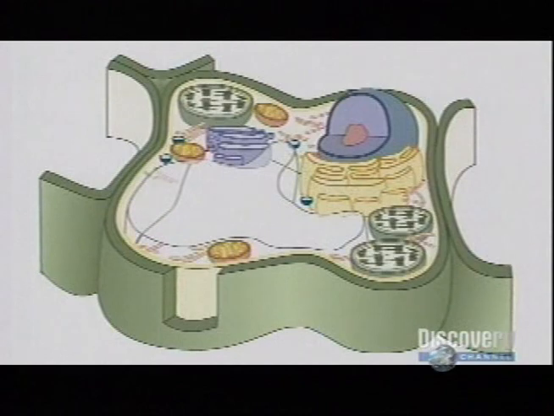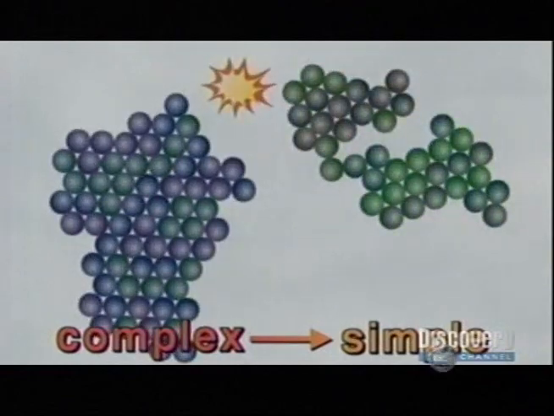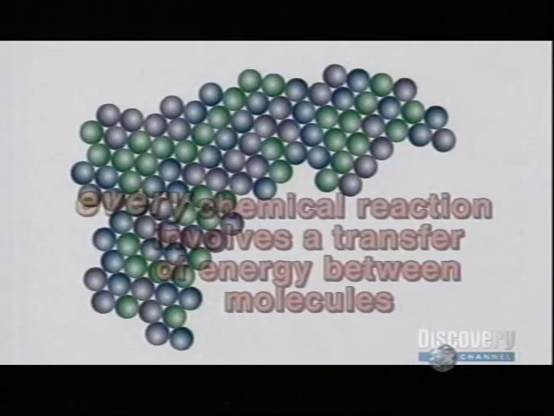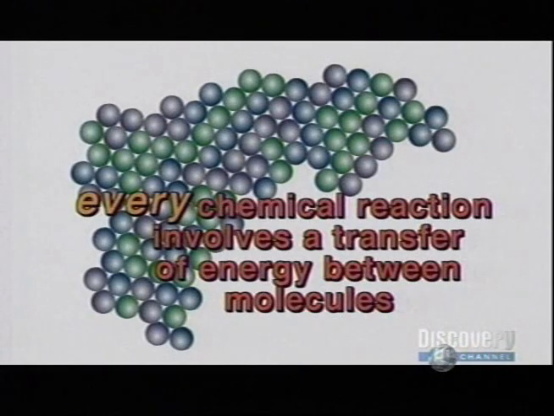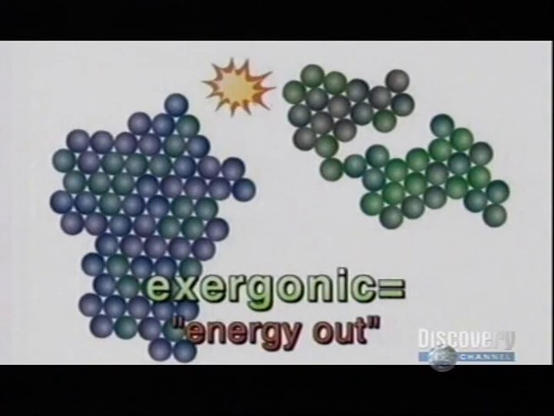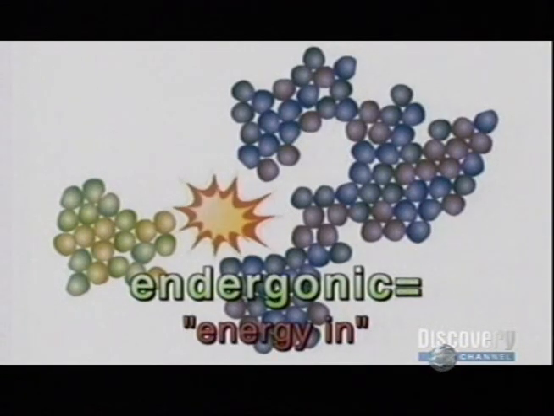Energy flows through the cells of organisms in millions of chemical reactions. During these reactions, complex molecules are broken down into simpler molecules, and simple ones are built up into more complex molecules. Every chemical reaction transfers energy between molecules. Exergonic reactions release energy by breaking down the chemical bonds of complex molecules, while endergonic reactions consume energy to build complex molecules from simpler ones.